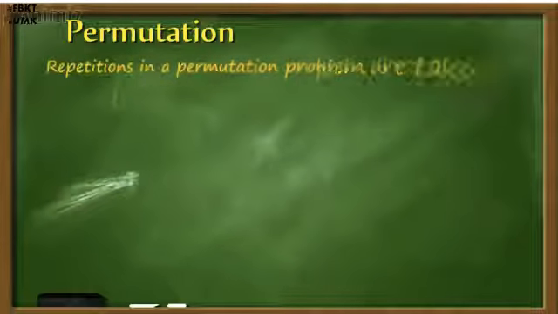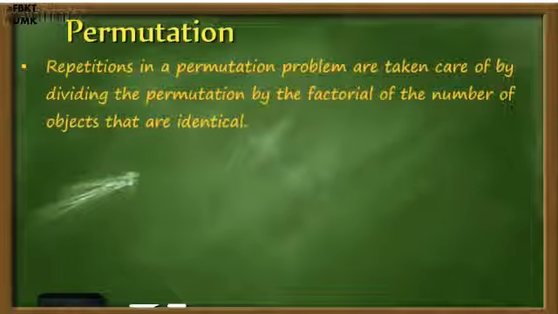Let's see how to solve problems involving permutation. In general, repetitions in a permutation problem are taken care of by dividing the permutation by the factorial of the number of objects that are identical.